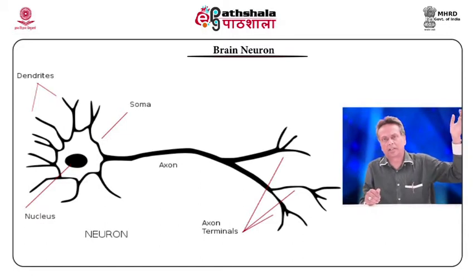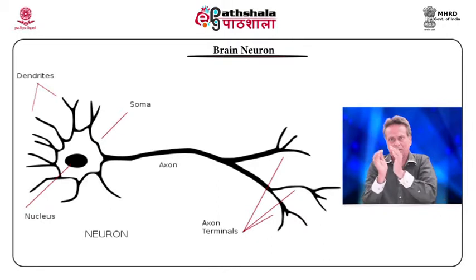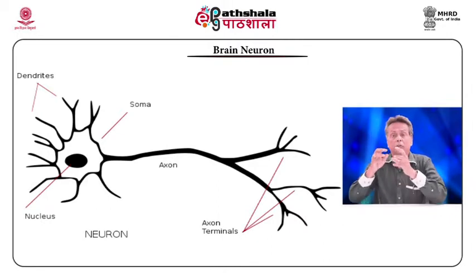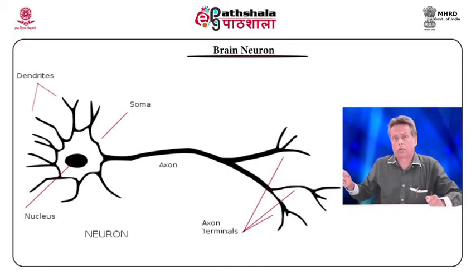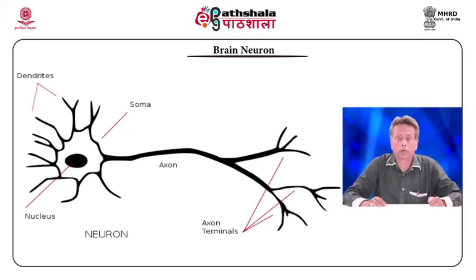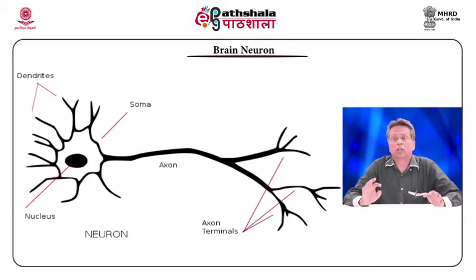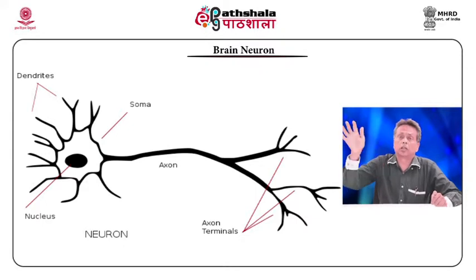Whenever an electrochemical signal arrives at a neuron, the dendrites will capture that and send it to the nucleus, which processes it and then sends it across over the axon. The axon connects itself to the dendrites of other neurons, and as I said, such connections are plenty, on average 1000 connections. So every neuron on average is connected to 1000 other neurons.